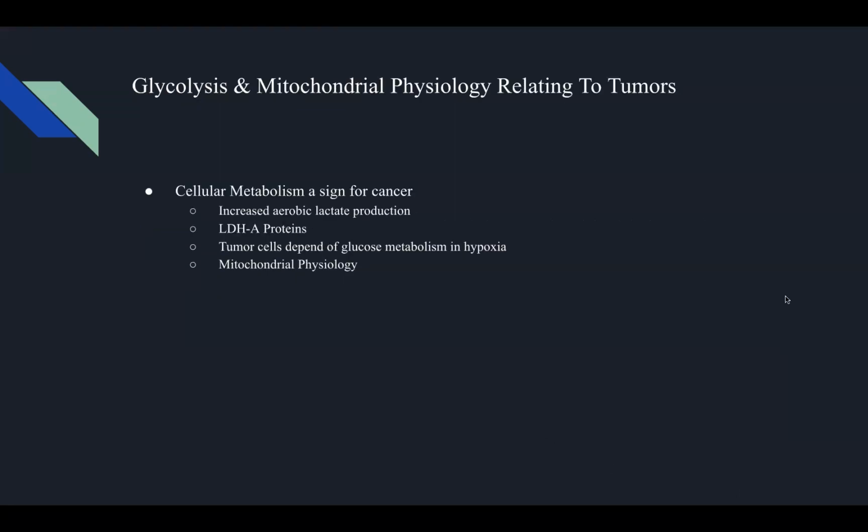Moving on to glycolysis and mitochondrial physiology, the cellular metabolism is a sign for cancer. You want to keep a close eye on how it is functioning and whether it's normal or not. In tumors, you will see increased aerobic lactate production, as well as LDH proteins. Tumor cells do depend on glucose metabolism since they have a lack of oxygen. And the mitochondrial physiology, specifically in the LDH proteins.